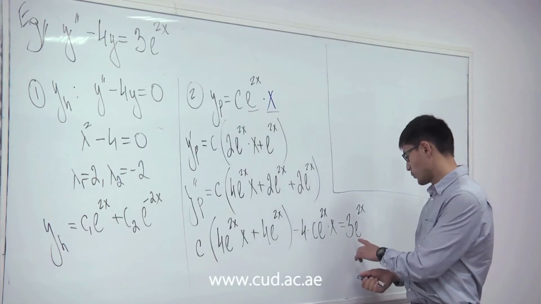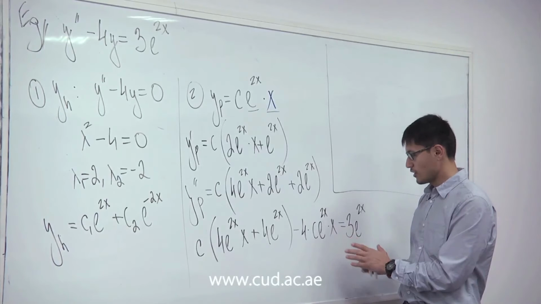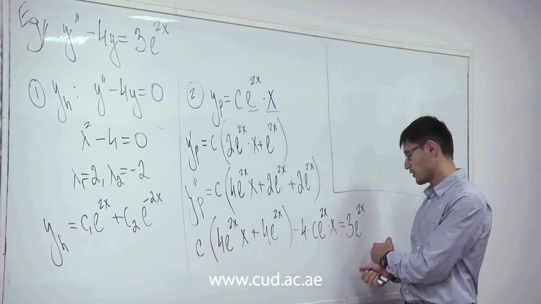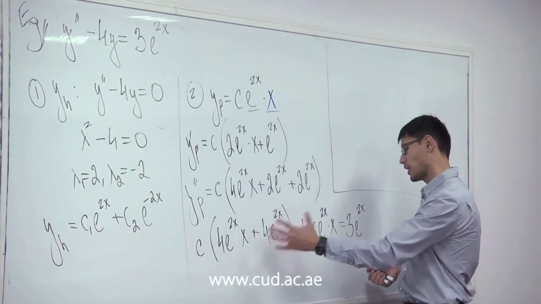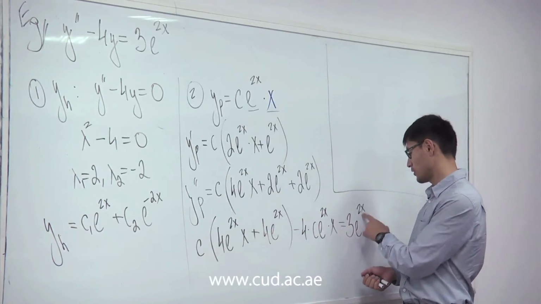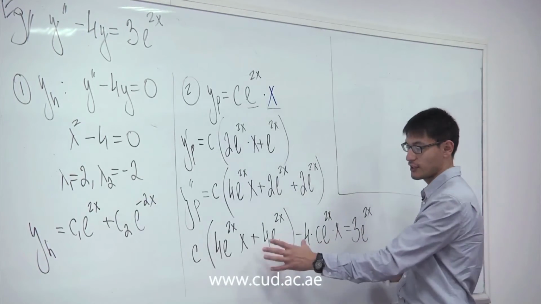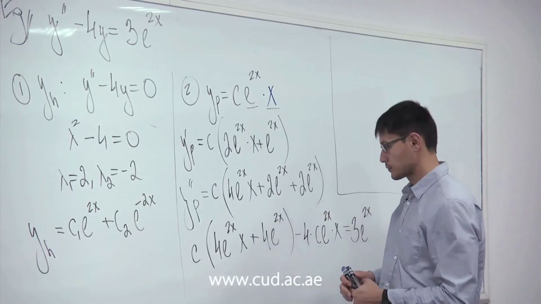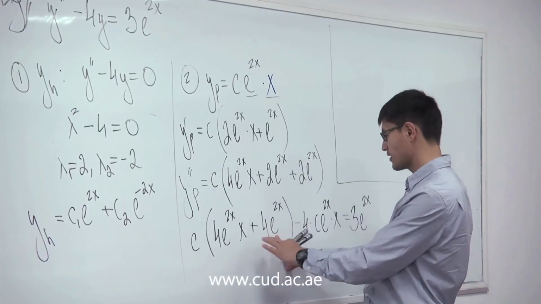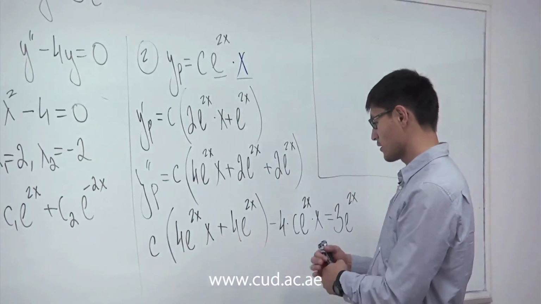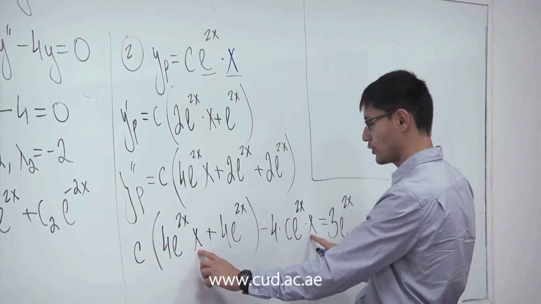So on the right-hand side, we have 3e to the 2x. And what must be true is that in order for the left-hand side to be equal to the right-hand side, the coefficient of e to the 2x on the left-hand side must be equal to the coefficient of e to the 2x on the right-hand side. So what's the coefficient of e to the 2x here? Well, let's see. I have e to the 2x here, and that's it. All the other ones, this term and this term, they contain x in it.